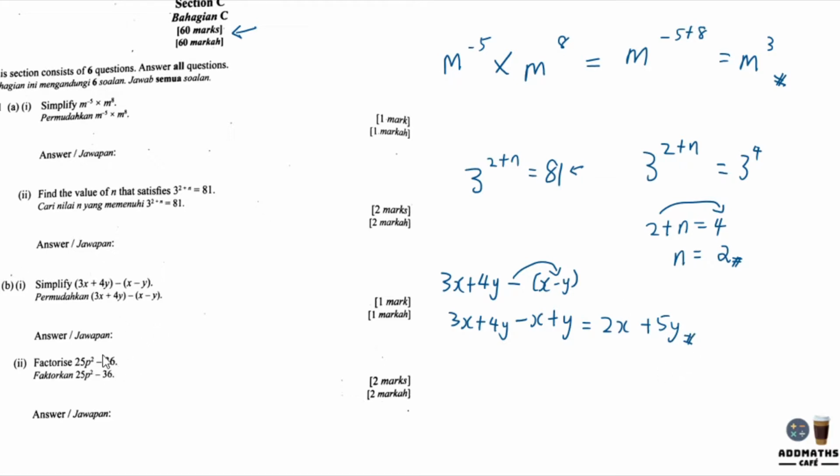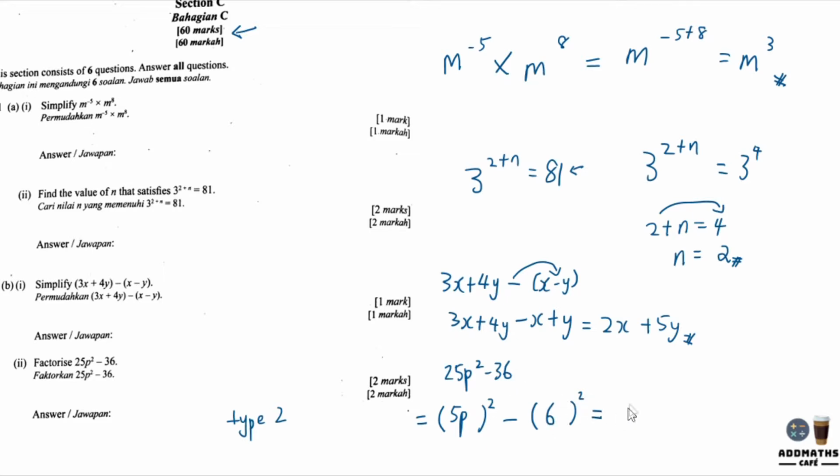So for B2, you need to factorize 25p squared minus 36. So in this case, you need to determine what factorization this is. So this is type 2 factorization. Type 2 factorization means that 25p squared is actually formed from a square and 36 is also formed from a square. So it means that these two terms can be perfect squares. So 25p squared is actually 5p squared, and 36 is actually 6 squared.